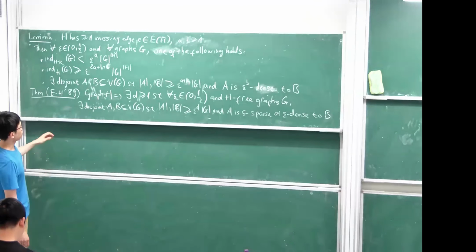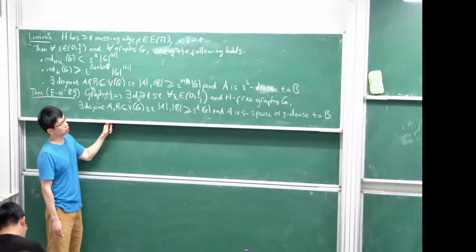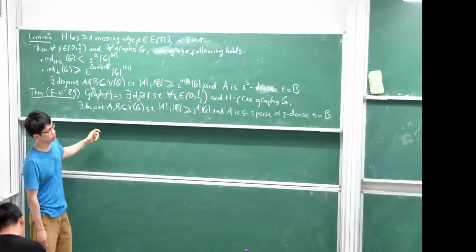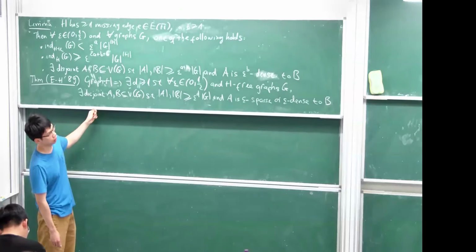And also, I would like to remind you of the density result of Erdős and Hajnal for H-free graphs G, which led to the c log log n bound that they got initially for the conjecture.